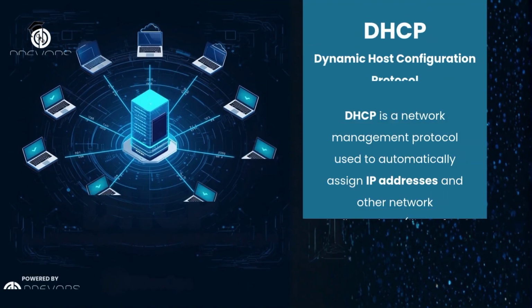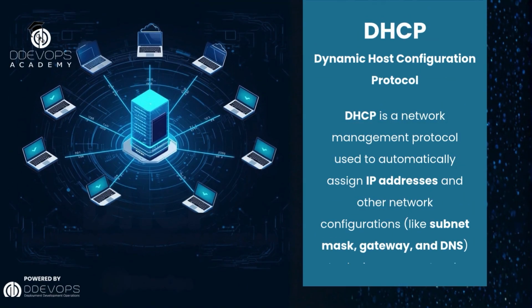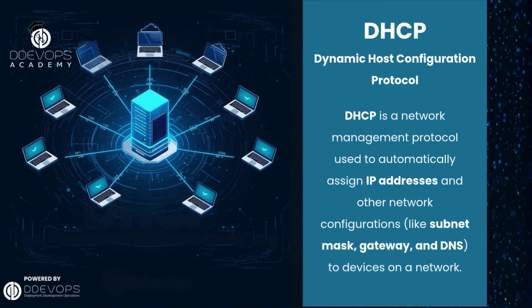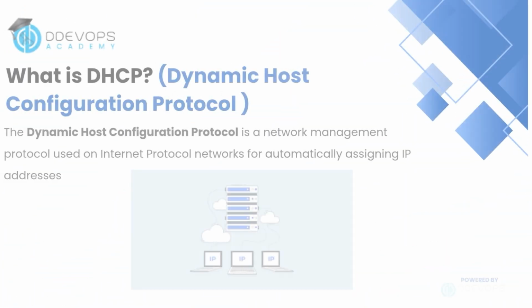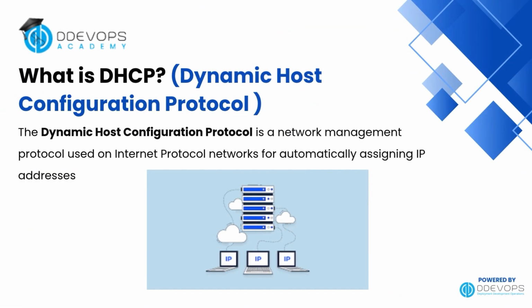DHCP. Full form is Dynamic Host Configuration Protocol. DHCP is a network management protocol used to automatically assign IP addresses and other network configurations, like subnet mask, gateway, and DNS, to devices on a network. What is DHCP? The Dynamic Host Configuration Protocol is a network management protocol used on Internet Protocol networks for automatically assigning IP addresses.